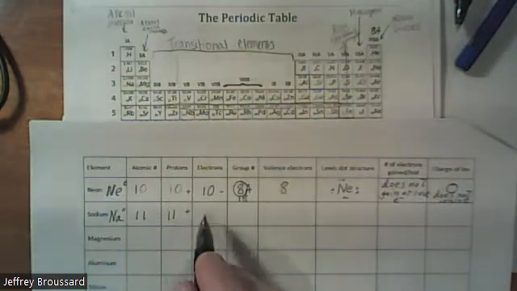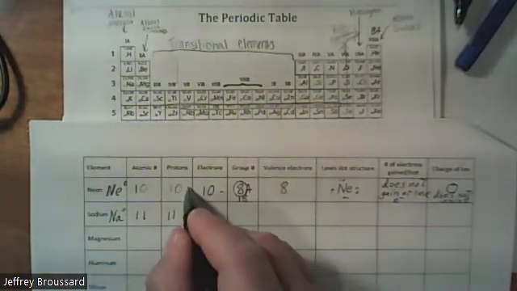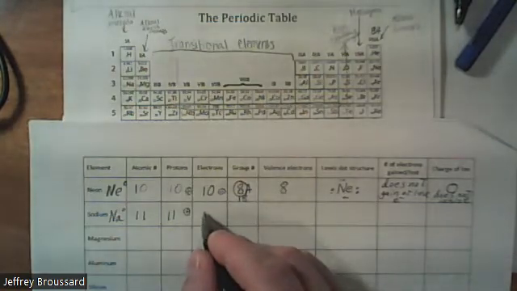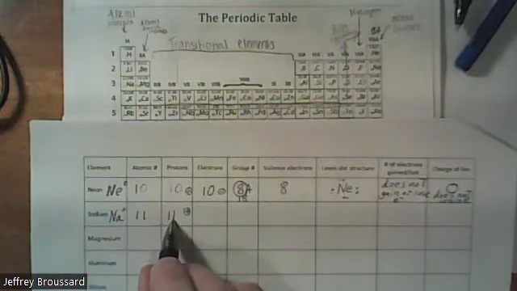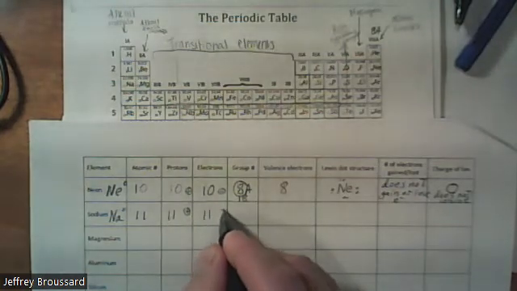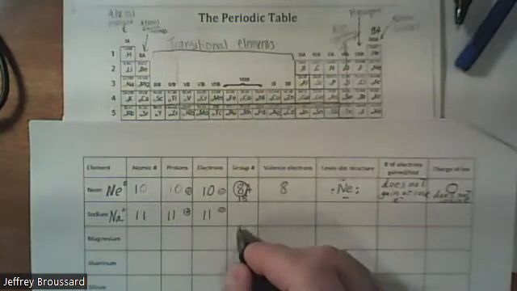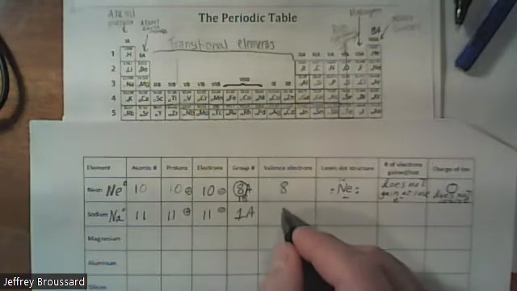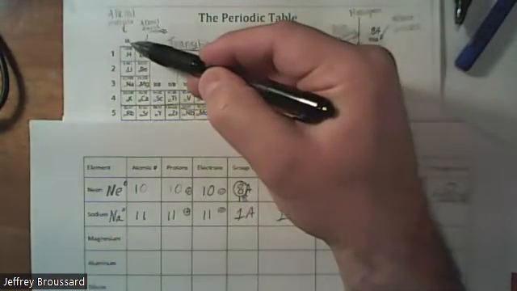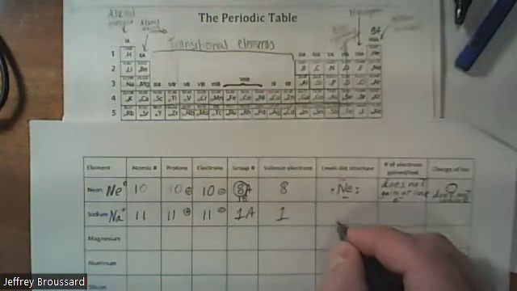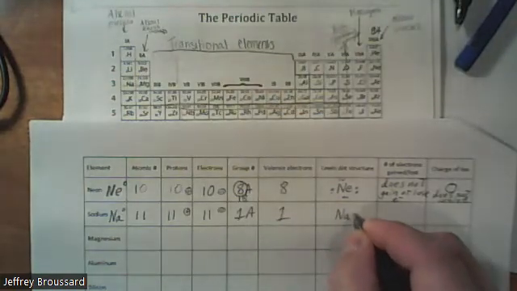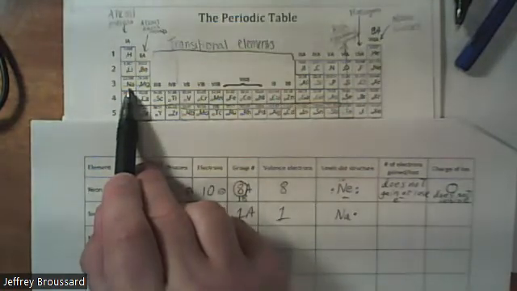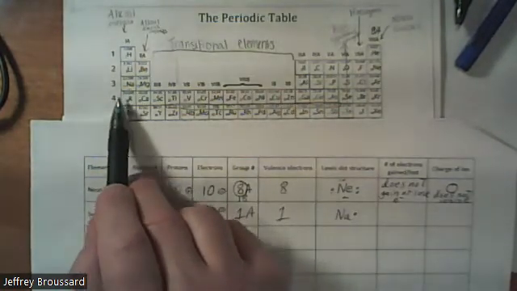You don't need to write the positives, but for these purposes, it's not bad to write them out. If we have 0 charge, 11 positives are canceled by 11 negatives. And we are in group 1A, which means we have 1 valence electron. So group 1A means we have 1 valence electron. Na gets 1 dot.